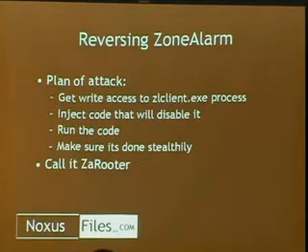So just a little outline here of what we plan to do. If we can get write access to the Zone Alarm process and are able to inject code into it that will actually disable the firewall, and we can run this code, making sure it's done stealthily, then we're going to be able to own the box. And in this case, I'm going to call it ZA Router, the name. So first of all, we have to find the process of this.